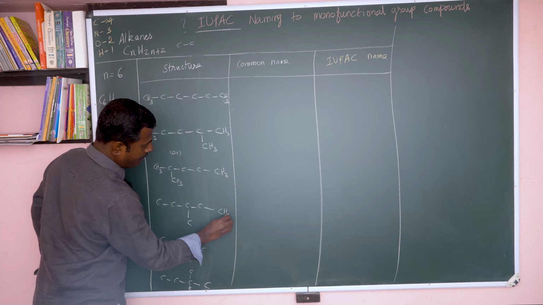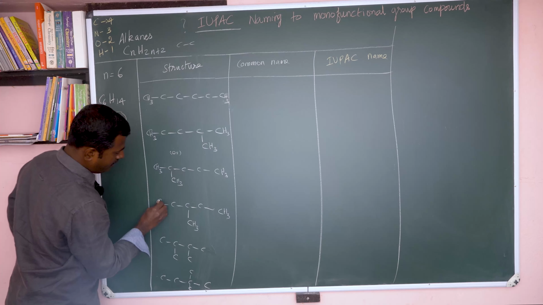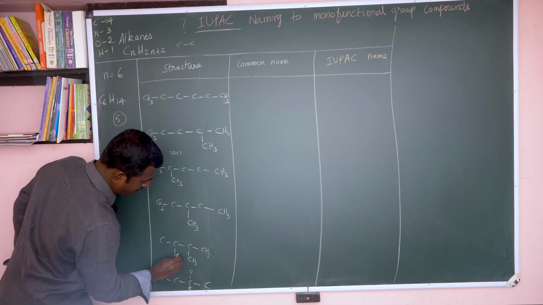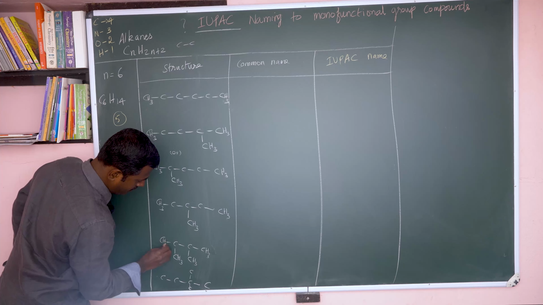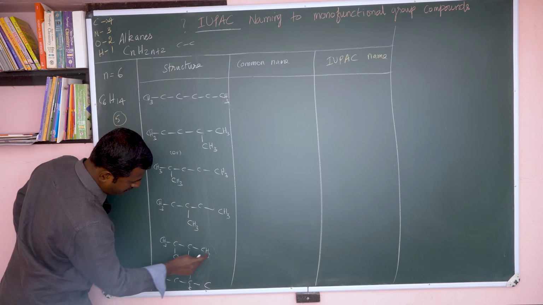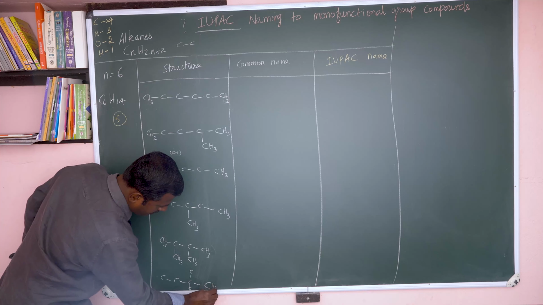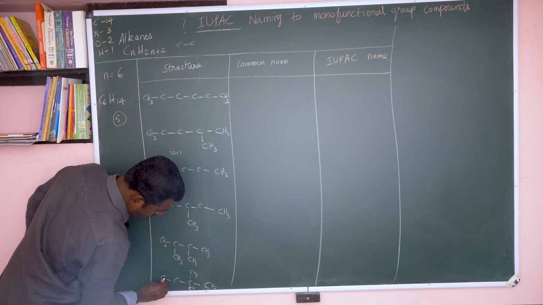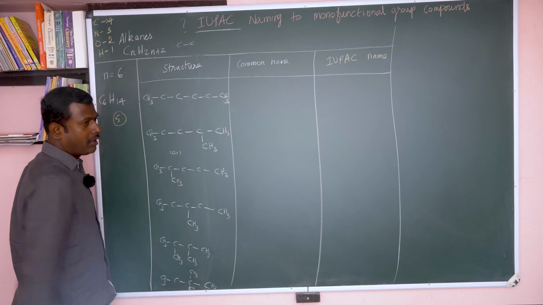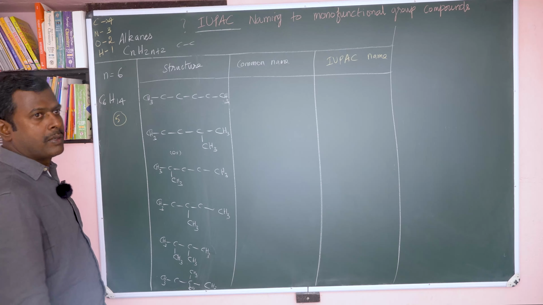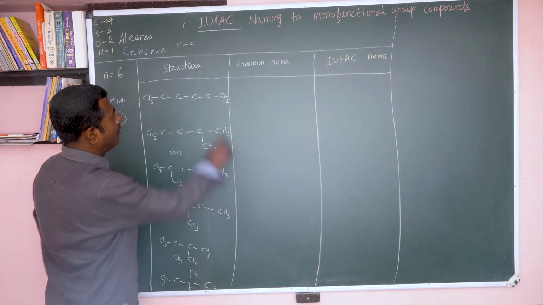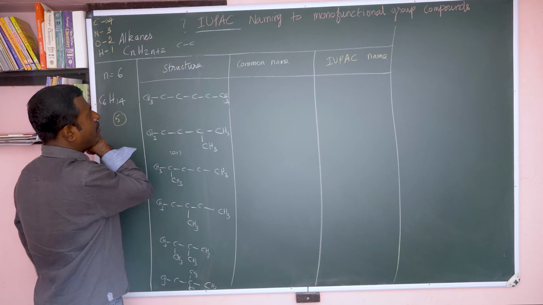So I write CH3, CH3, CH3. I give 3 hydrogen atoms to all the corner carbons. CH3, CH3, CH3, CH3. Here CH3, CH3, CH3, here CH3. So all the corner carbons will have what? H3 along with the 1 bond. Okay, totally 4 valencies have been satisfied.